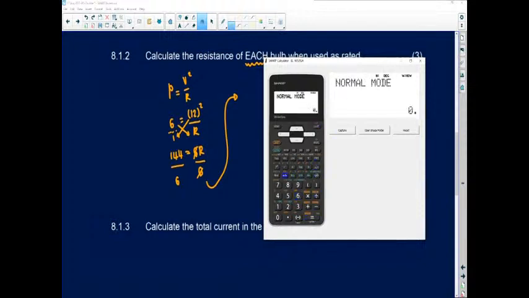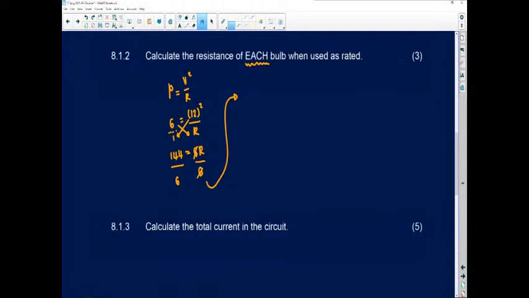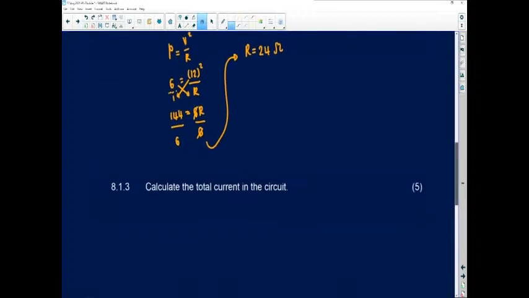Oh, let me just do that again. So I've got 144 over 6. There we are. So it means that each resistor has got a resistance of 24. Remember your SI unit, which is that funny looking sign which we call ohms. So that is the resistance, or the value of each resistor, because they did say they are identical.